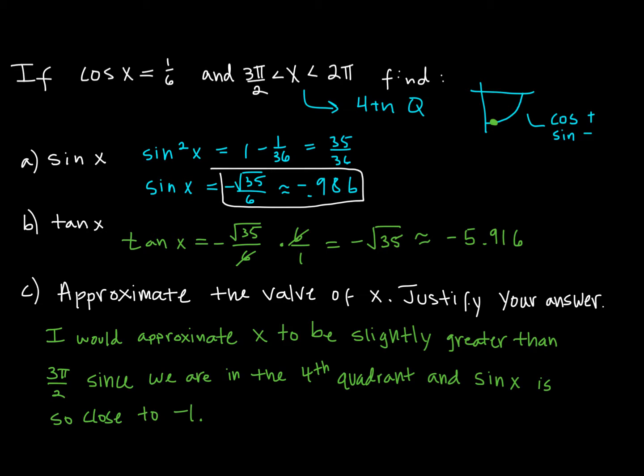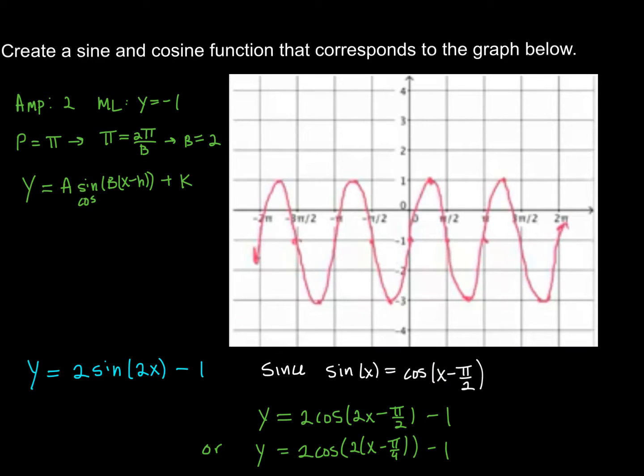All right, I want to create a sine and cosine function that corresponds to this graph below. Let's just take a look at the graph quickly. We'll notice a couple of things. The first is that the midline is at negative 1 and the amplitude is 2.